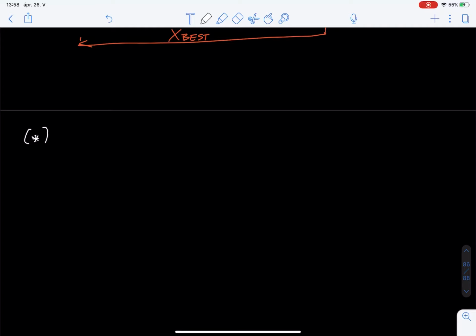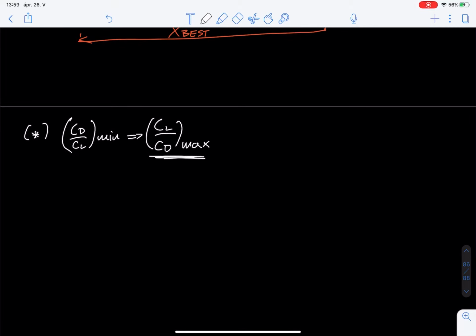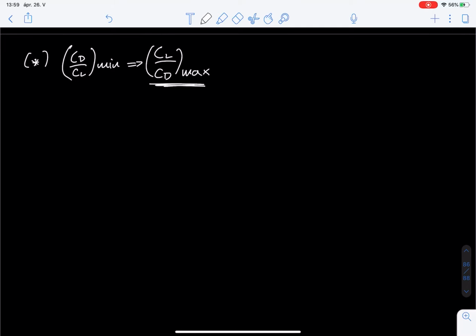So where the CD over CL is minimum, the CL over CD, so the lift coefficient over the drag coefficient, has to be a maximum, right? So I think it makes sense to say that we're looking for the best lift coefficient to drag coefficient ratio. And for this one, we can rely back on the polar curve of the aeroplane.